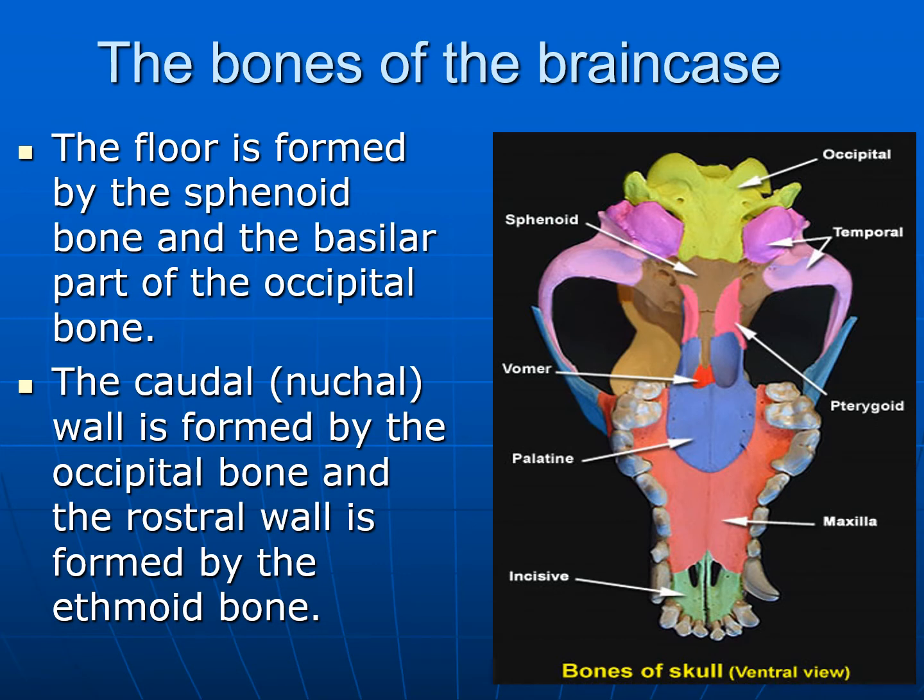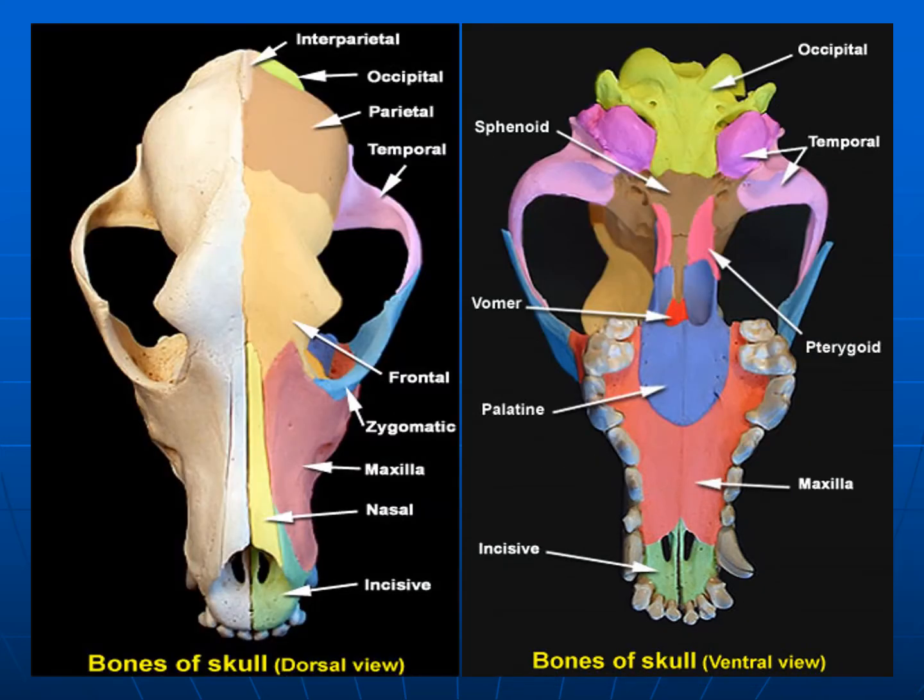The floor of the brain case is usually formed by the sphenoid, this bone here. This is the sphenoid bone, and also we have the occipital bone, this one here. All of these help in the formation of the floor of the brain case bone. The caudal portion, this one here, is formed by the occipital bone, whereas the cranial portion is formed by the ethmoid bone, and usually this ethmoid bone is a hidden bone. We cannot see it from outside. We have to cut and break the skull to be able to see this bone, which is the ethmoid bone.